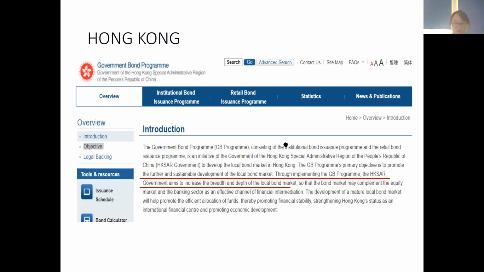And some of the governments also specified explicitly that they wanted to issue sovereign bonds even if they don't have any deficit needs, right? For example, in Hong Kong, they have this government bond program where they say explicitly on their official website that the primary objective is to promote the further and sustainable development of the local bond market, right? And through implementing this government bond program, they can increase the breadth and depth of the local bond market.